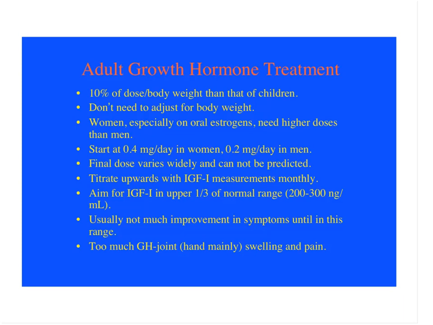The final dose varies widely and cannot be predicted. Some people only need that 0.4. Some people have to go down on it occasionally. Some people have to go up to as high as 1.6 milligrams. I titrate upward with IGF-1 measurements monthly. I aim for an IGF-1 in the upper third of the normal range, approximately 200 to 300 nanograms per mL. There's usually not much improvement in symptoms until this range is achieved.